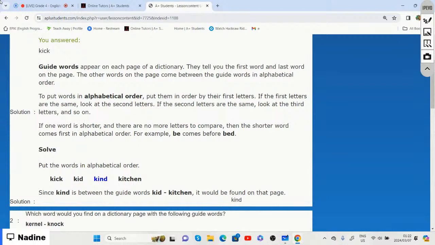All right. So we said that when it comes to guide words, they appear on each page of a dictionary.